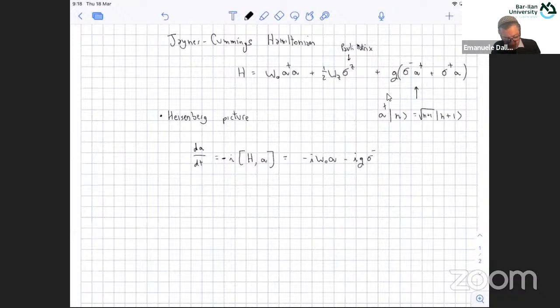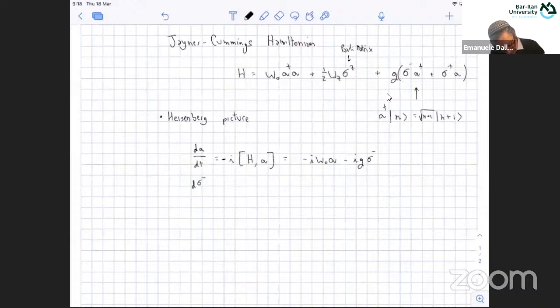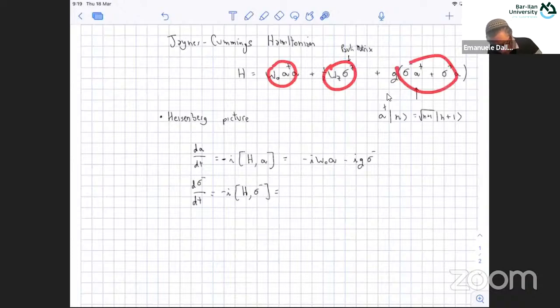Okay, good. So this is the first equation. Now let's look at the second equation. The second equation is for sigma, because you see that the dynamics of A depends on the dynamics of sigma minus. So that's why we now need to compute the time evolution of sigma minus, because they are coupled differential equations. For this we need minus i times the commutator of H with sigma minus. So we now need to commute the Hamiltonian with sigma minus.